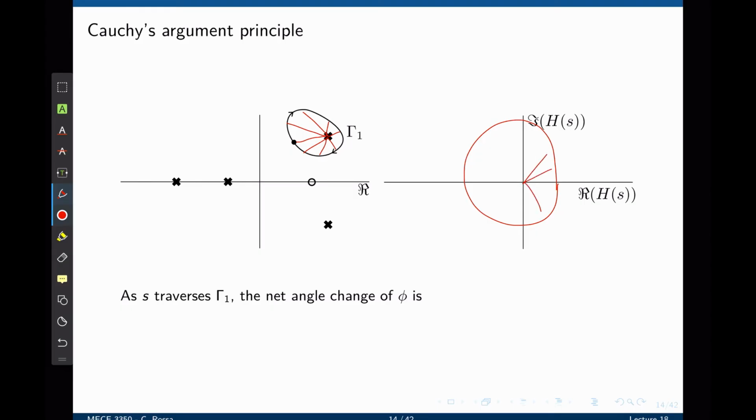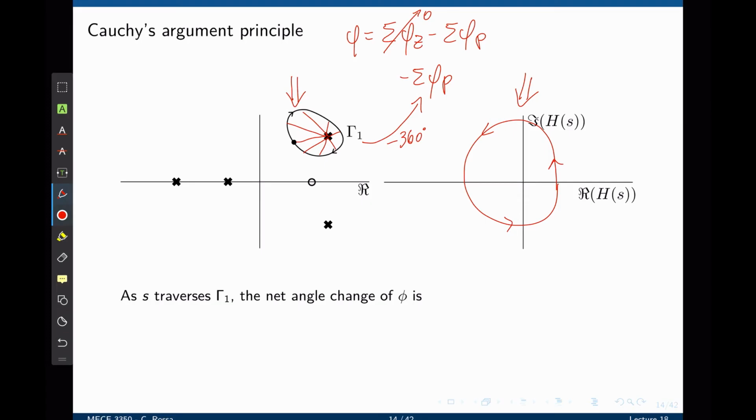So now, if we move along this contour, the angle change is also 360 degrees. Once again, the phase is the sum of angles of zeros minus the sum of angles of poles. This here is zero because they are all outside of the contour, and you're left with negative 360 degrees because we now have a pole. This means that on the S-plane, the encirclement will occur in the counterclockwise direction. Notice that here we go in the clockwise direction, and because we have a pole inside, the encirclement on the W plane goes in a counterclockwise direction. As S traverses gamma 1, the net angle change of phi here is negative 360 degrees.